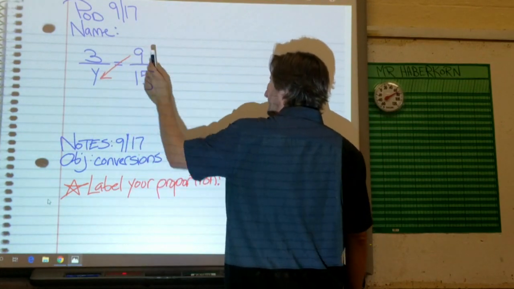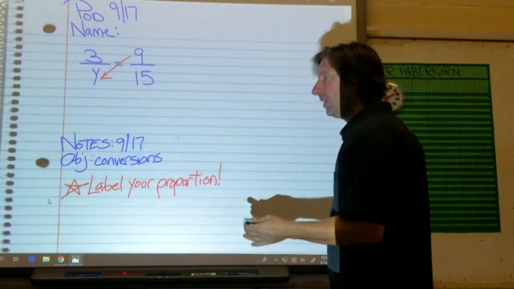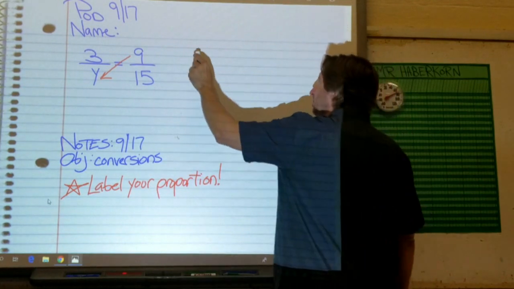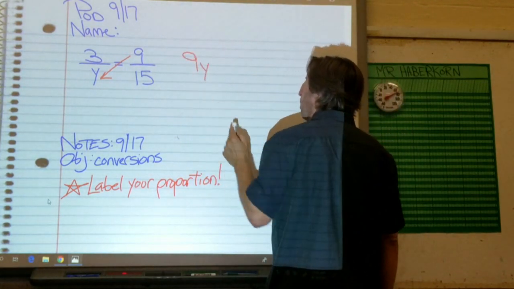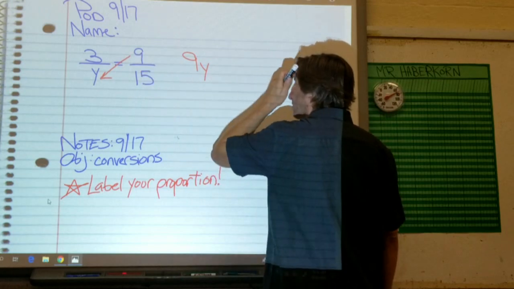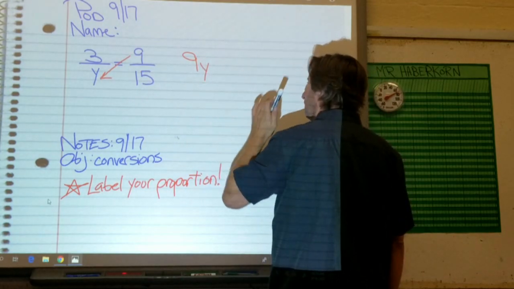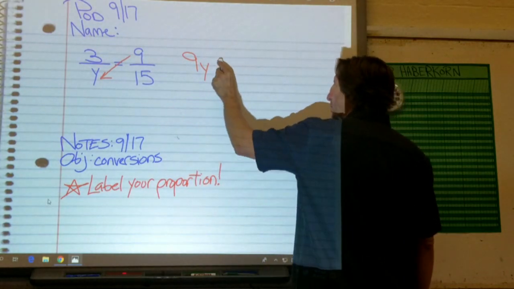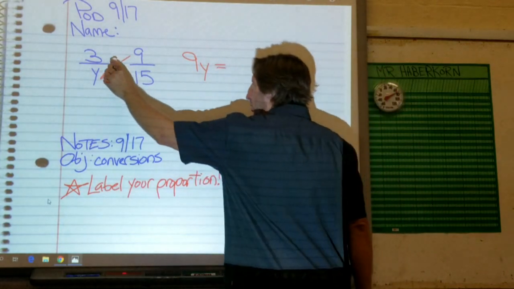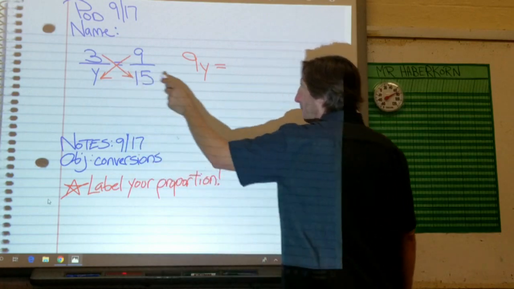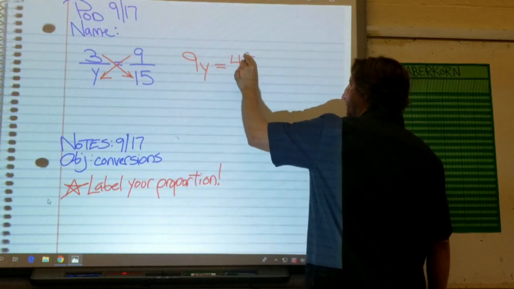So I have y times 9. We'll always write the number first. So 9y. Don't write y9. Make sure you put the number first. This is called your coefficient. It's just a number in front of a variable, and it goes first. Then we put our equal sign. And we go the other way. 3 times 15 is 45.